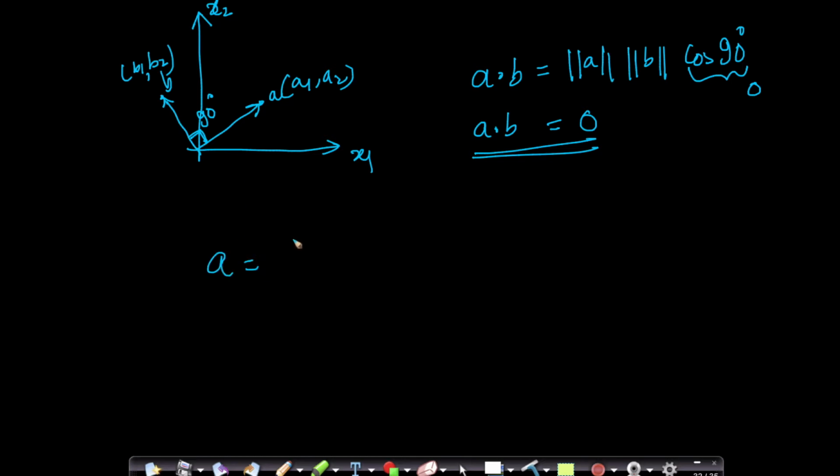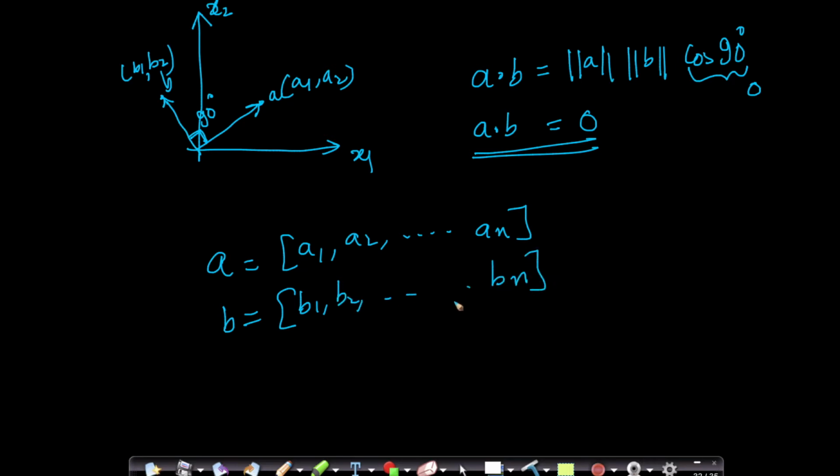Your A could be any dimensional vector, A1, A2. It could lie in any dimensions. It could lie in an n-dimensional space. B also can exist in an n-dimensional space. It doesn't matter. Even though we can't visualize anything more than 3D, your A and B could be in any dimensional space.